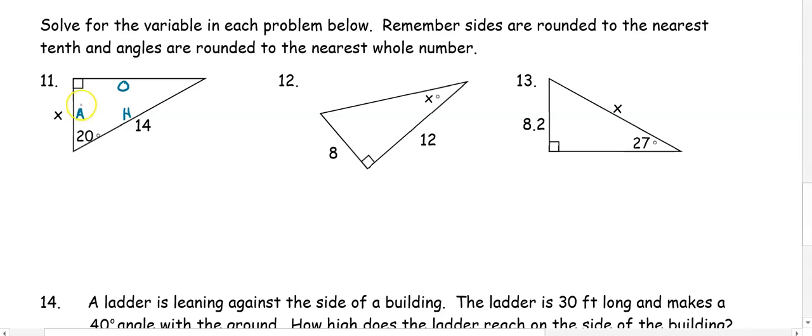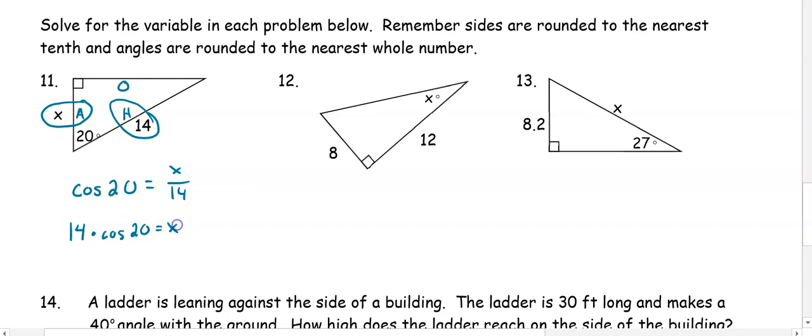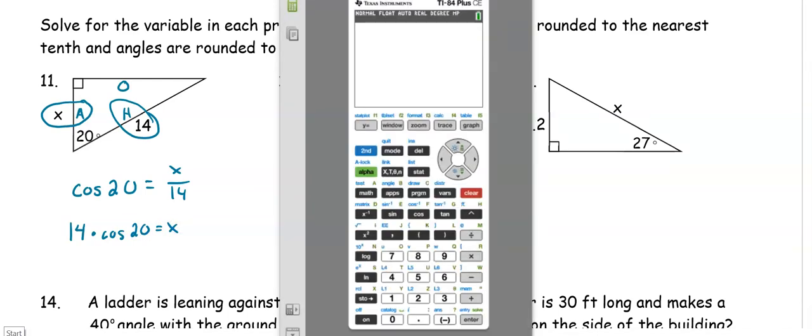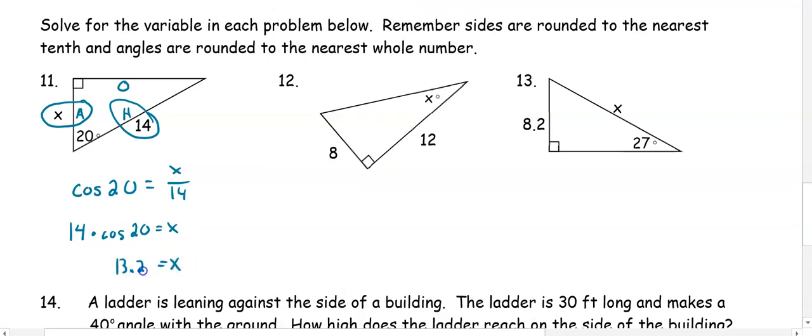If I look at this problem then, I know the adjacent side and I know the hypotenuse. That is going to be cosine. So we have the cosine of 20 equals x over 14. When the variable is on top, we multiply. So we have 14 times the cosine of 20 equals x. Now we're going to go over to our calculator and we're going to type 14 cosine of 20. Remember, we're rounding to our nearest tenth, so that is going to be 13.2.